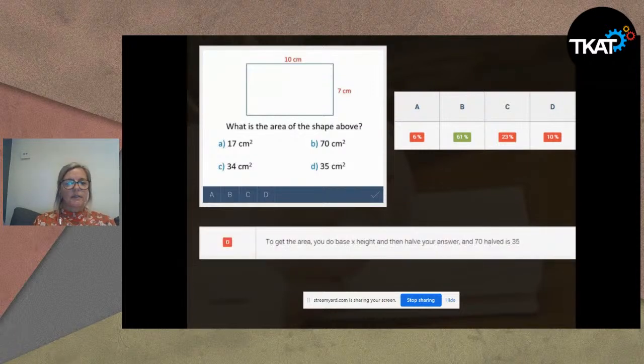Let's have a look at those who might have answered D. So they've done base times height and halved it. Again, misconception, they've confused this with the area of a triangle.